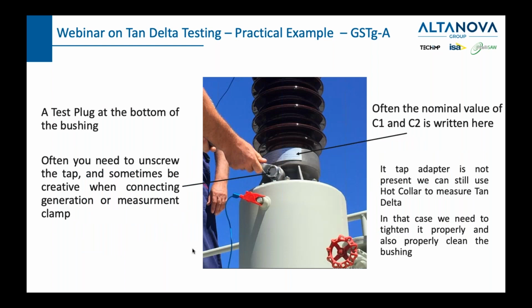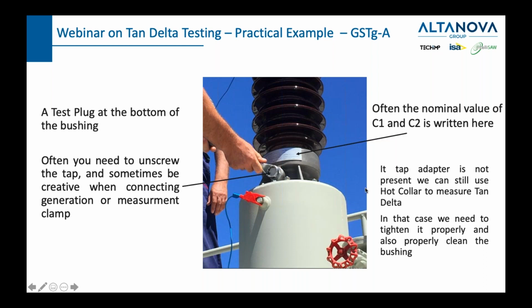How do we do that? We need to have a test plug. We need to have a tap adapter on the bushing in order to measure that. Often you will need to unscrew something in order to connect the measurement or the generation. You will often be able to see on the plate just above the values C1 and C2. I will show you what is C1 and what is C2.